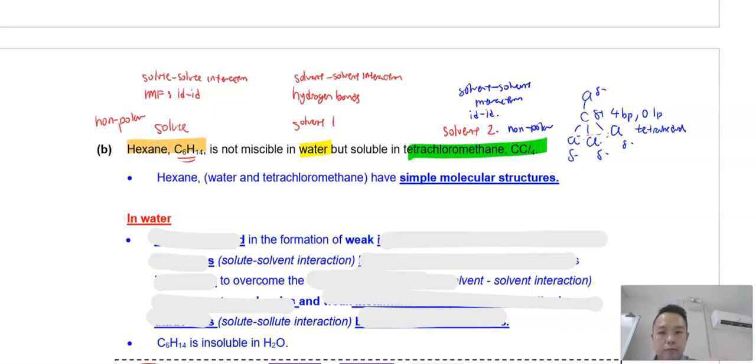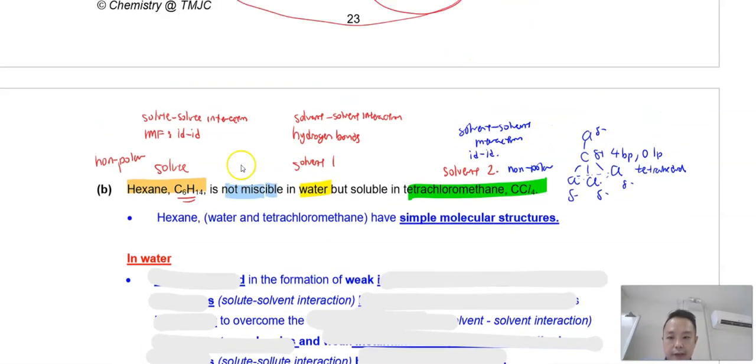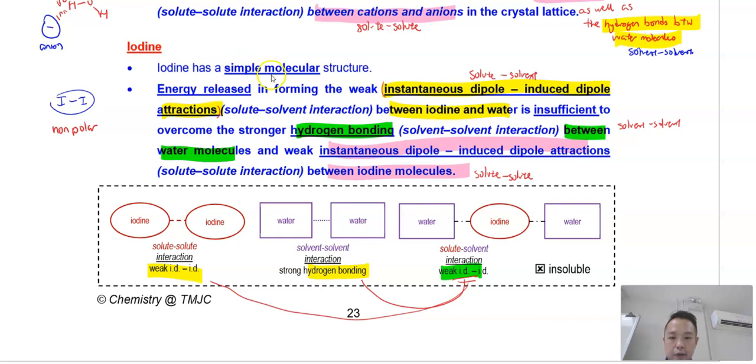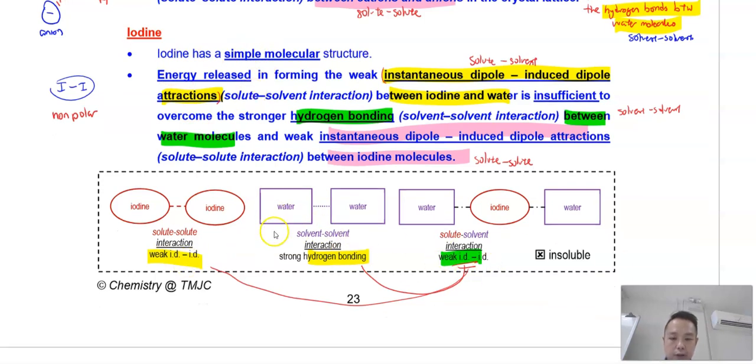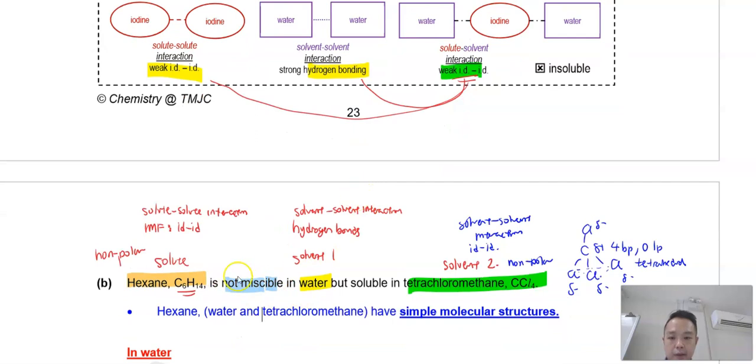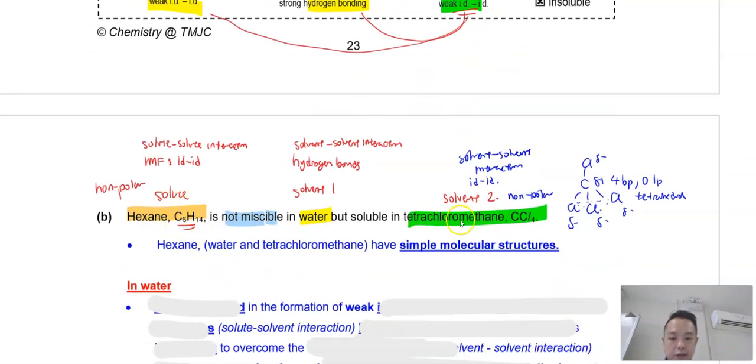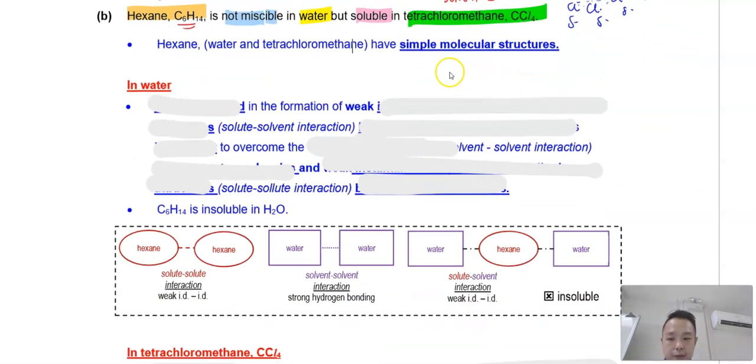So with this, let's take a look. We have the context number 1, not miscible in water. If you do a comparison with the earlier example, it's similar to iodine: simple molecular, ID, not soluble in water. So that one can be quite easily explained. The next one is about explaining why hexane is soluble in tetrachloromethane. We're going to use those two frameworks. For hexane, the solute-solute interaction will be ID. For water, it will be hydrogen bonds. The solute-solvent interactions will be a weak ID-ID, and that's why it's going to be insoluble. So the explanation is exactly the same as why iodine is insoluble in water.